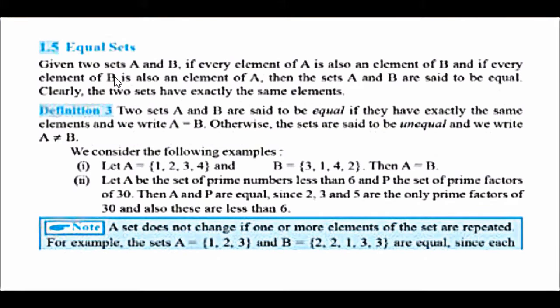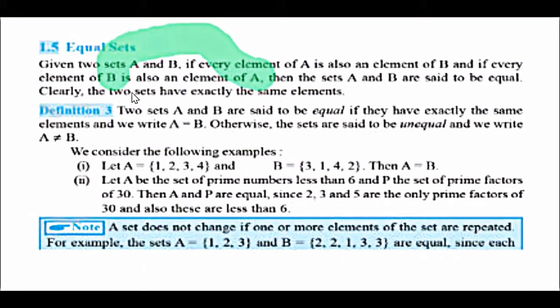So what are now the equal sets? What do you mean when we say that the sets are equal? If you say two sets, say we have a set A and set B, they are equal if every element of A is also an element of B and vice versa. That means every element of B is also an element of A. That is, the sets A and B are said to be equal.